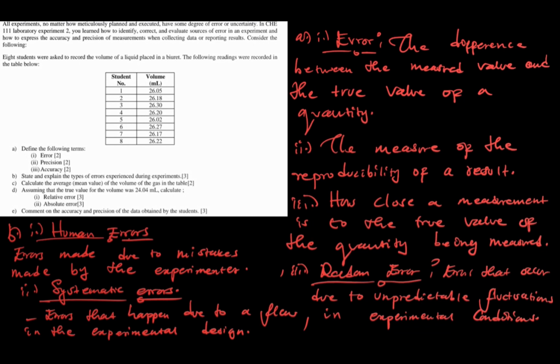All right, let's jump to C and see what we can do. C says calculate the average mean value of the volume of the gas in the table. To find the mean, X bar, the mean is the sum of the volumes divided by the total number of volumes, which are the attempt volumes that you have.